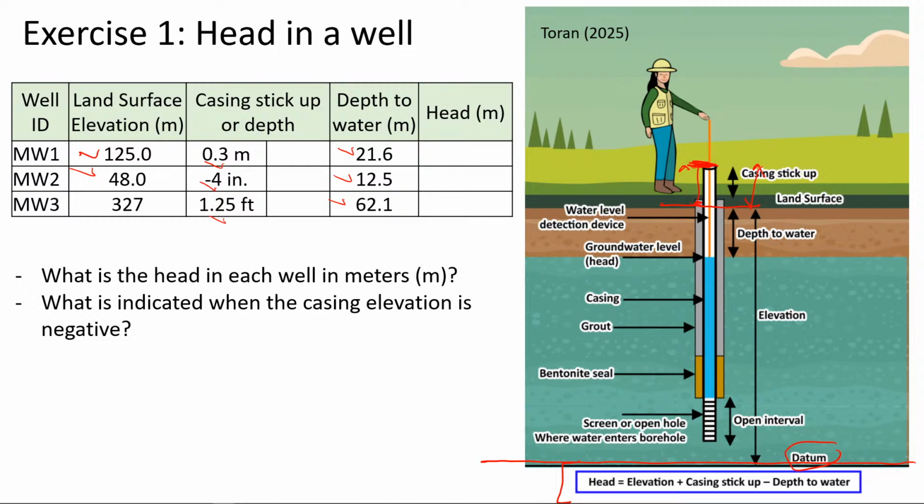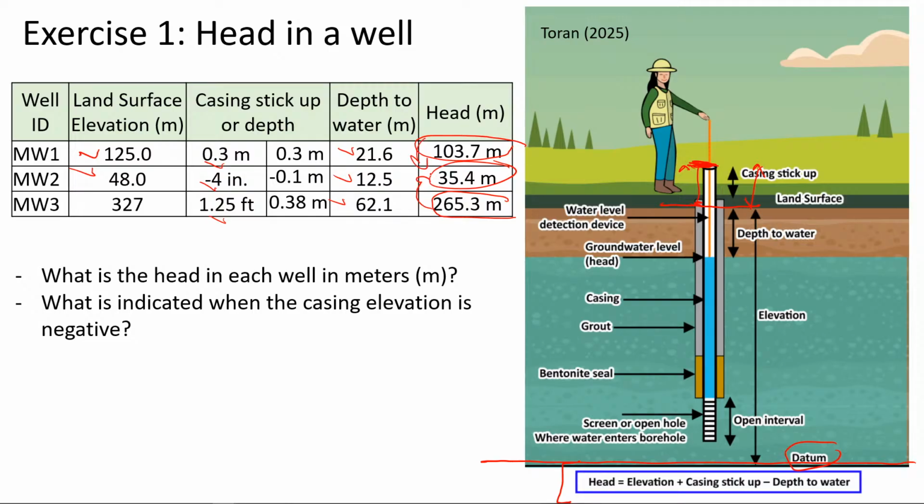Okay, so welcome back. If you did it correctly, you should get some values that look like this. That will be the head. Here, this well has the highest head, this is medium, and this is the lowest head, which would indicate the flow would be toward this one. I don't know where these two are, but the flow is toward this one.